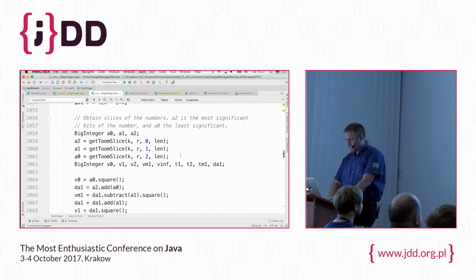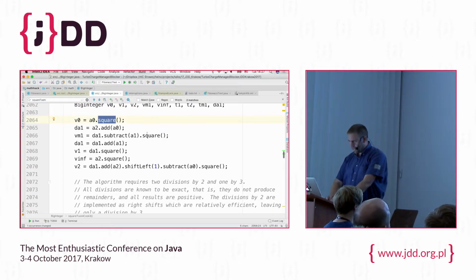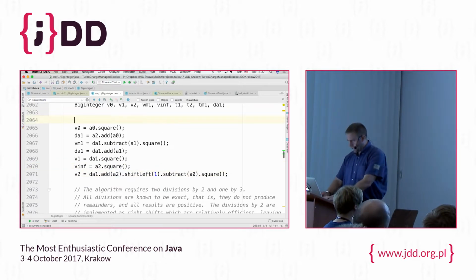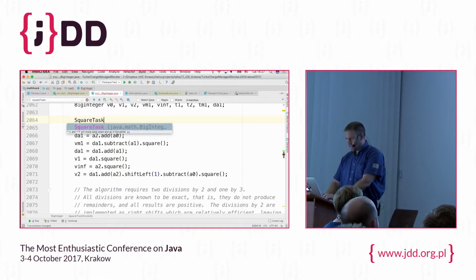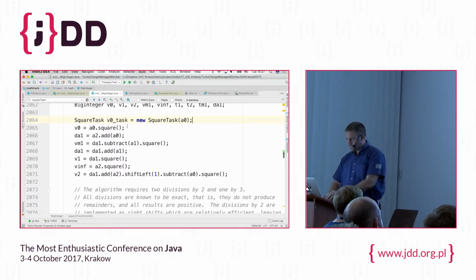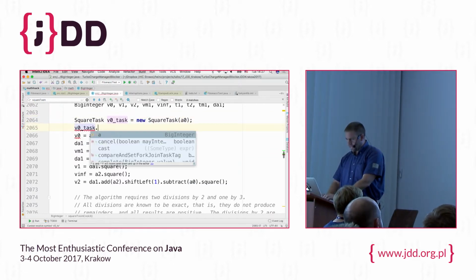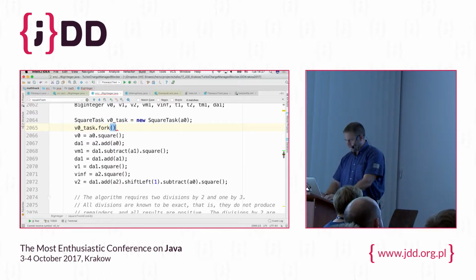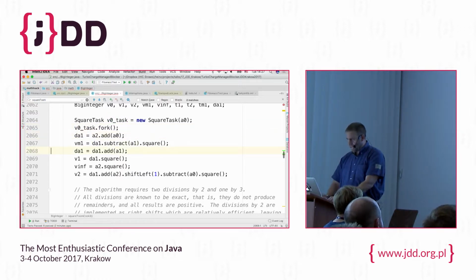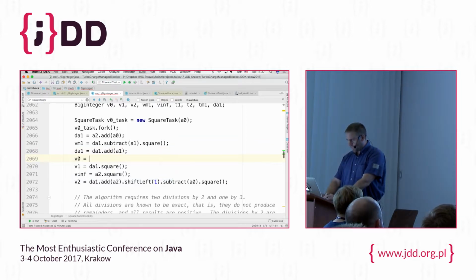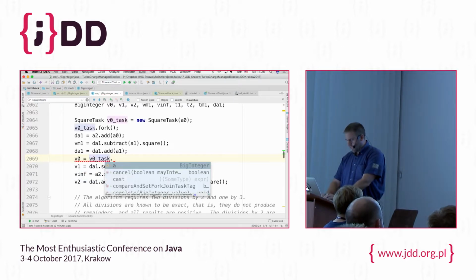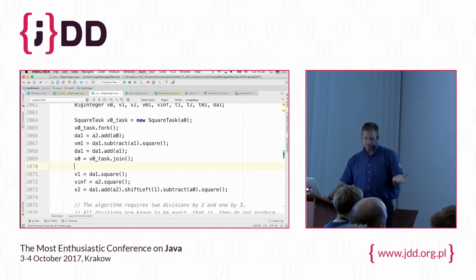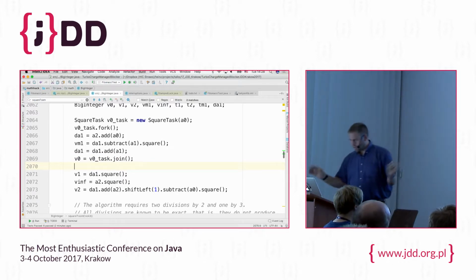And so what we do inside here is whenever we've now got a square, a square, a square, a square, a square, there are 5 different squares. They all have the same size. We can now say SquareTask v0Task equals new SquareTask of a0. So a0 is going to get squared. Then v0Task.fork. And then after we do the next square, and before we do the third square, we're going to say v0 equals v0Task.join. So it's the same idea as before. We fork and we join.